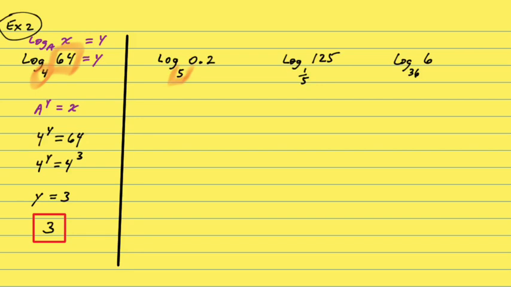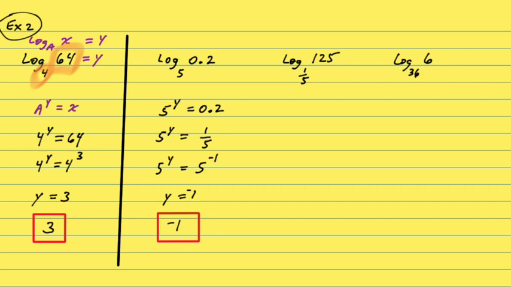Here I'm going to say 5 to what power is 1/5, and the answer will be -1. But let's go ahead and write this out. 5 raised to the y is equal to 0.2. 0.2 is 2/10 or 1/5. Writing it with the same base shows me that the value is going to be -1.